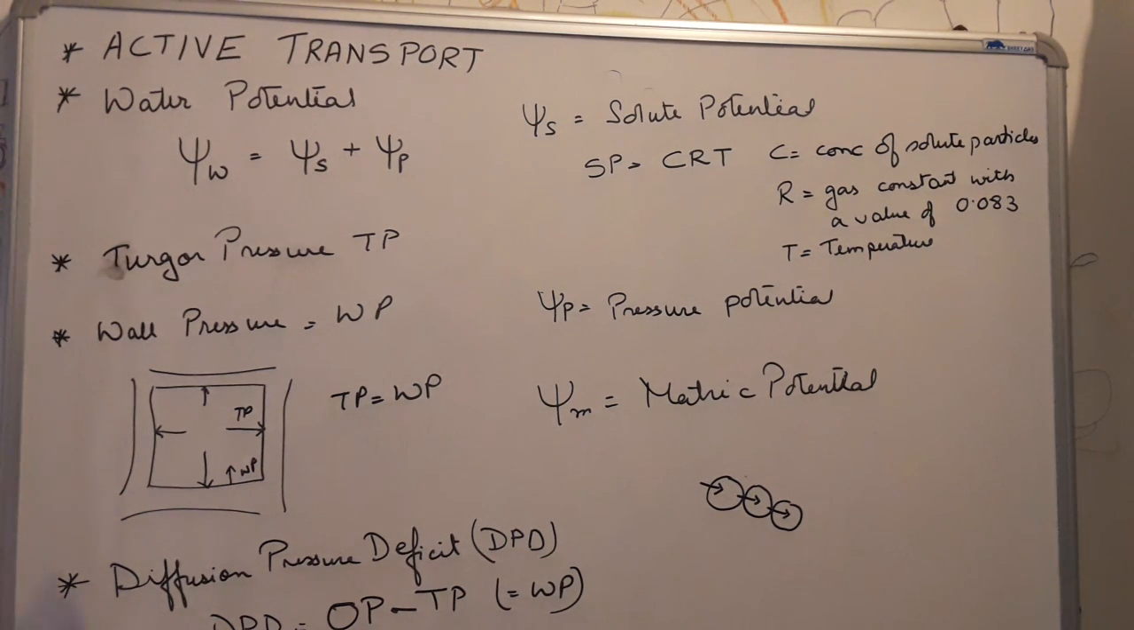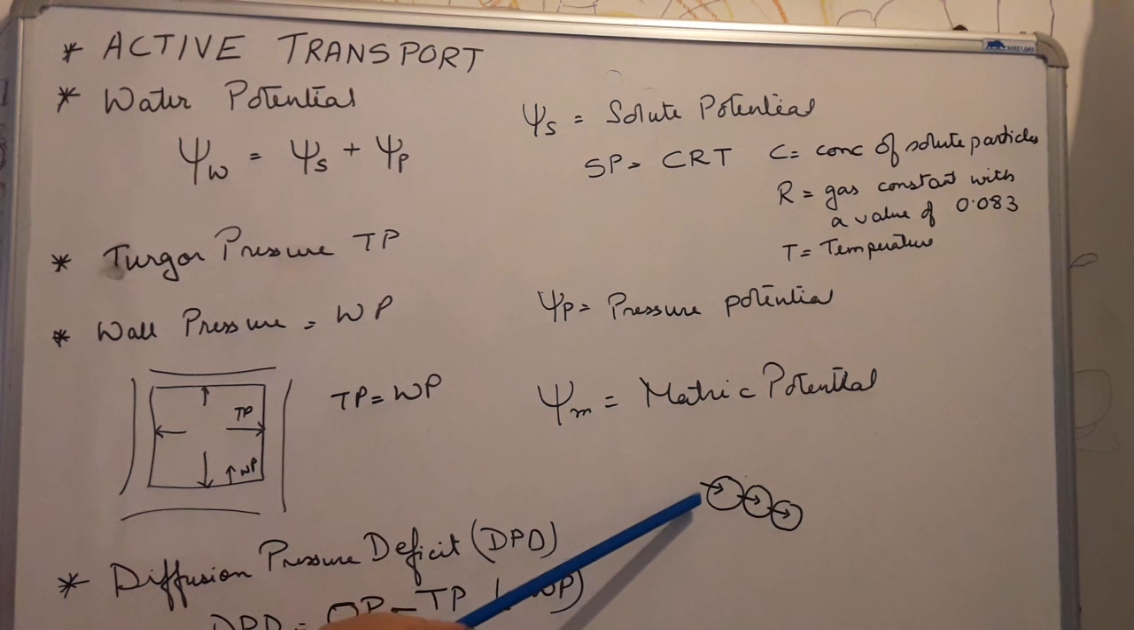Now, the next important thing for transport is the diffusion pressure deficit, that is DPD. Diffusion pressure deficit means a reduction in the diffusion pressure of water in a solution over its pure state. Now, let us consider three cells. We know that roots absorb water, a very simple example.